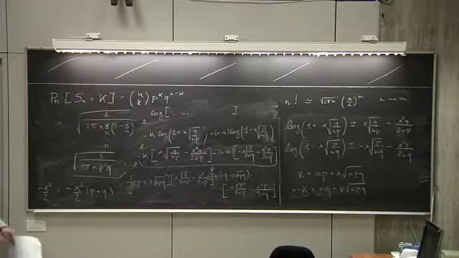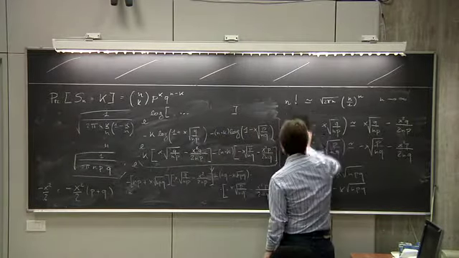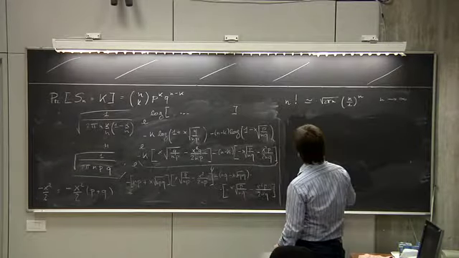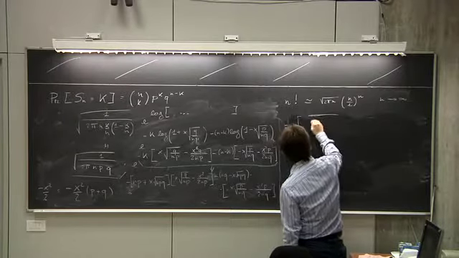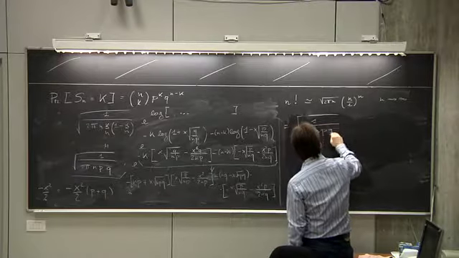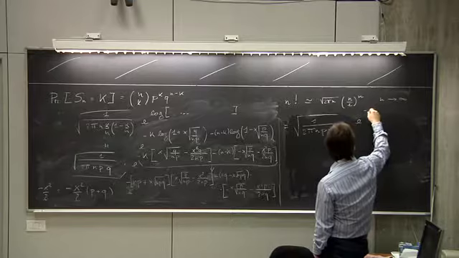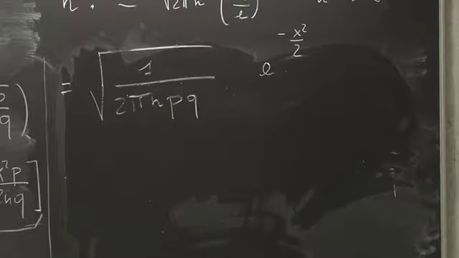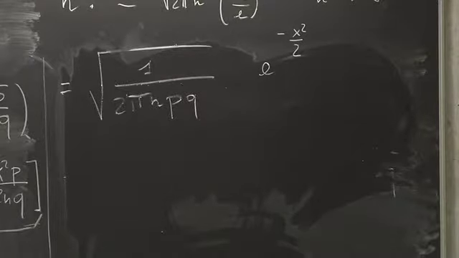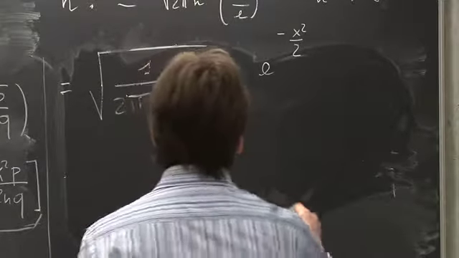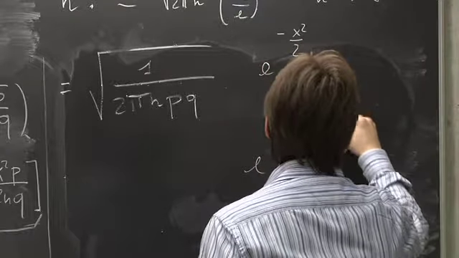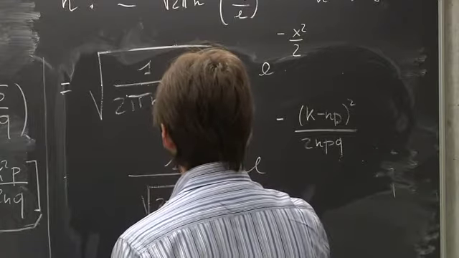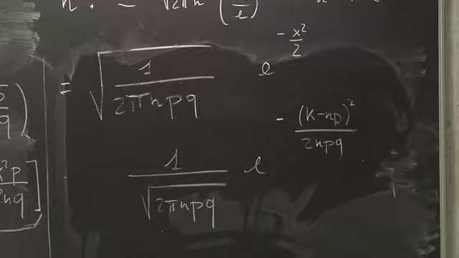Just need to work out some basic algebra and you'll get this result. So at the end, you get... times... okay, and then if you remember the expression of x in terms of m, p, q, and everything, you get here n to the minus k minus mp squared over mpq, and then again, I usually write it like this. Okay.